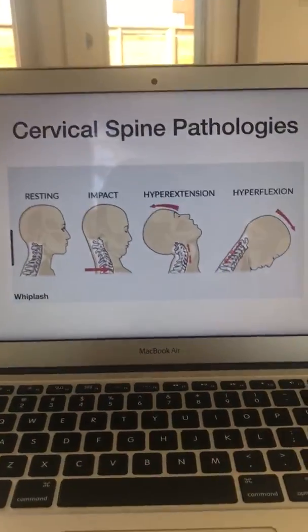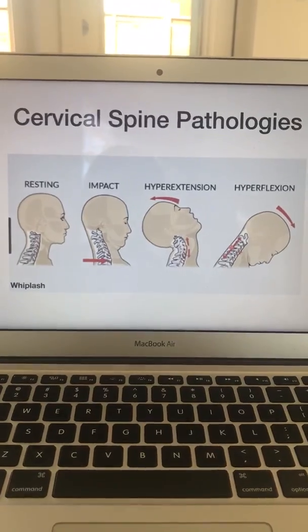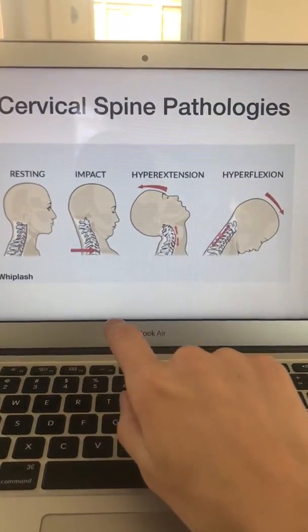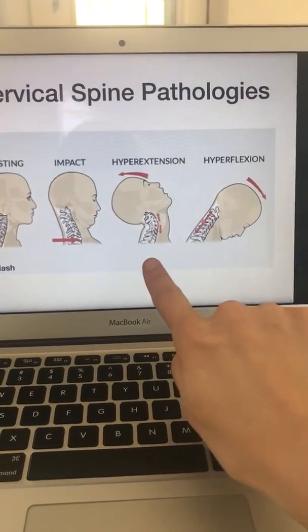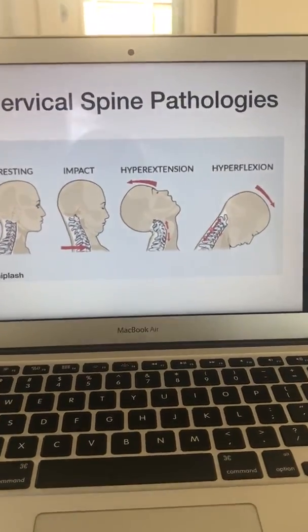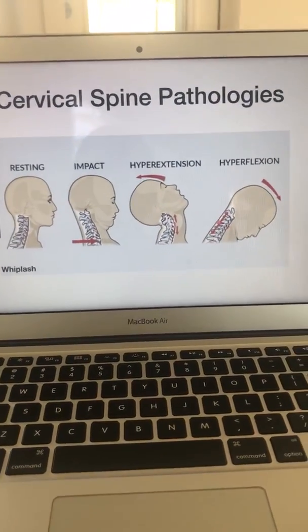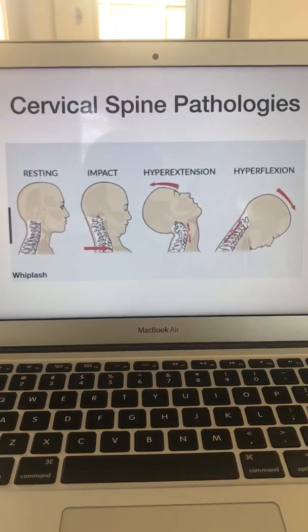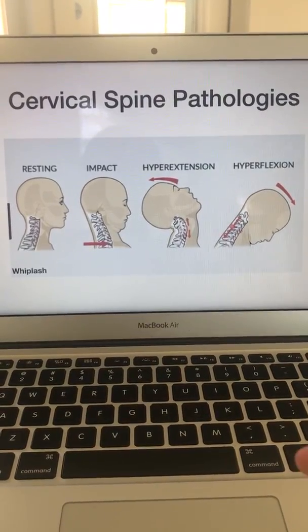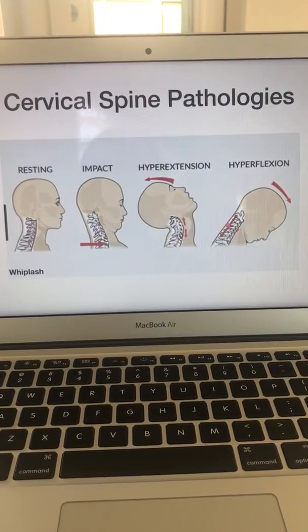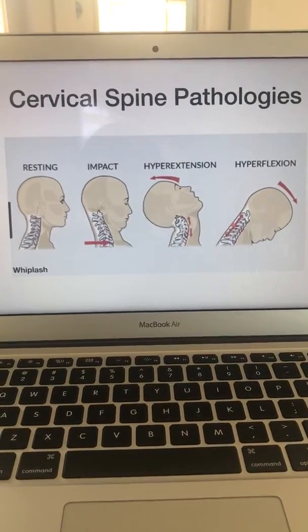And then pathologies, I'm sure everyone's heard of whiplash. So an impact from behind, posterior impact. There'll be hyperextension and hyperflexion. This can be any like acceleration, deceleration injury. So it doesn't necessarily have to be a car accident or from behind. Whiplash is referring to kind of acceleration and then deceleration of the spine.